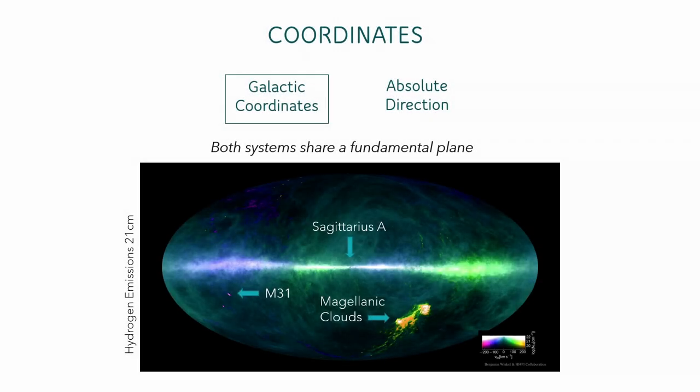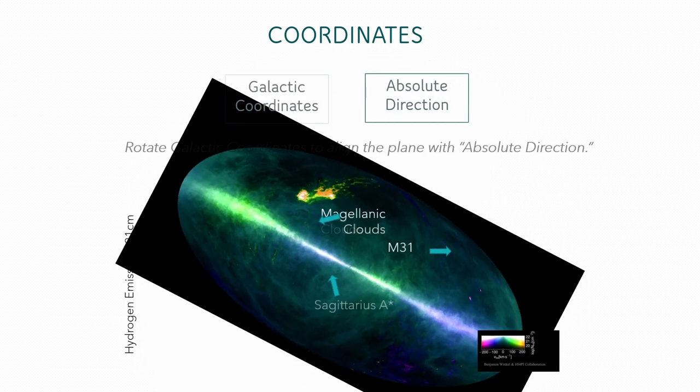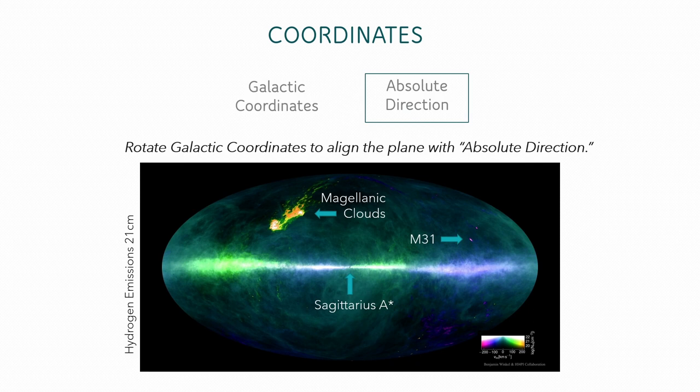The galactic coordinate system and revealed absolute direction share a fundamental plane, but which way is up? The papers provide clues that may help us with the answer. These clues give us reason to suspect that the poles of the GCS must be reversed to align with absolute direction. This reversal is done by rotating stellar positioning 180 degrees along an axis formed by the Sun and Sagittarius A.